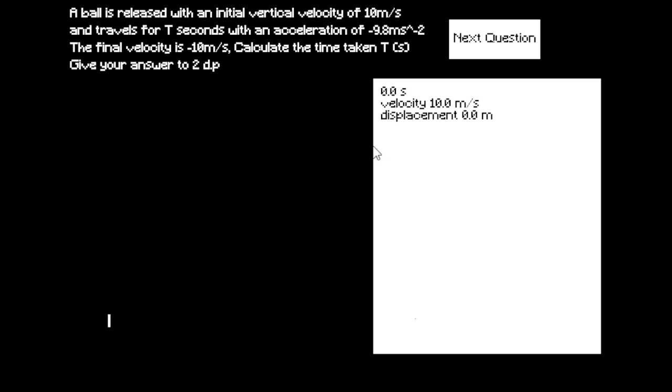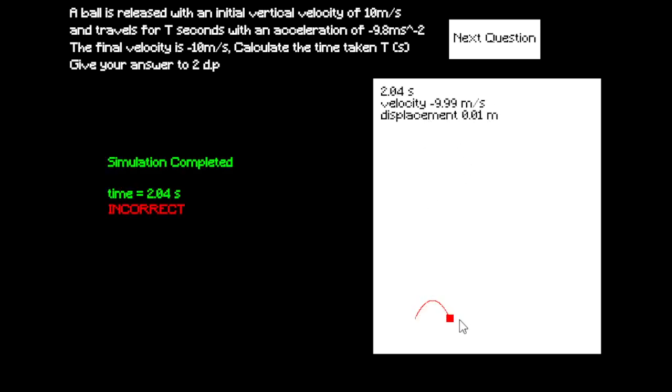You'd use your calculator and the SUVAT formulas, find what you think it is, and then put your answer in. If I think it's 56, when you press enter, it will show a simulation of what would actually happen if the initial velocity was 10 and it went until the final velocity is negative 10, as you can see there. After the simulation has run, it takes 2.04 seconds to get to that final velocity, so the answer is 2.04. I was incorrect because I put 56. To go to the next question, you click this button here.